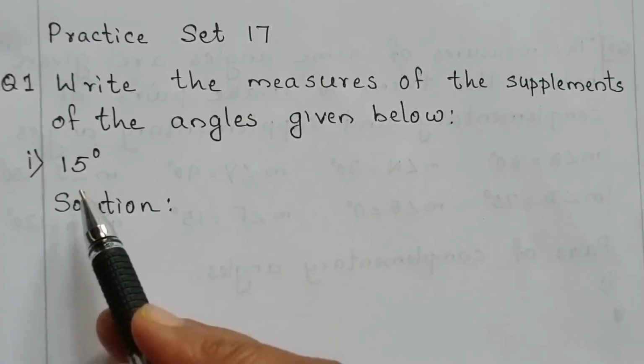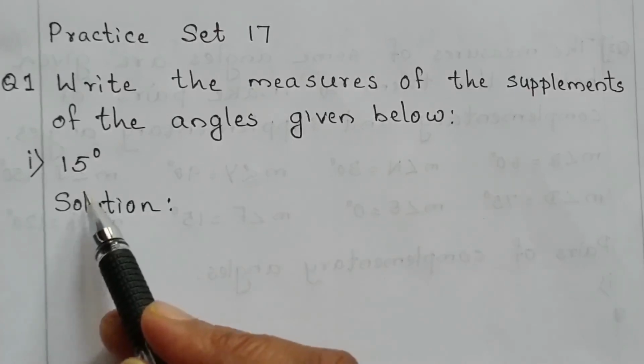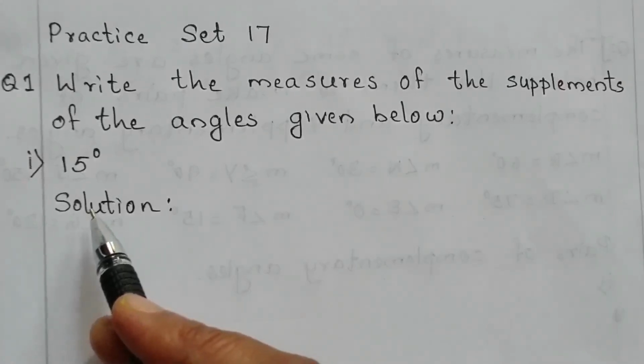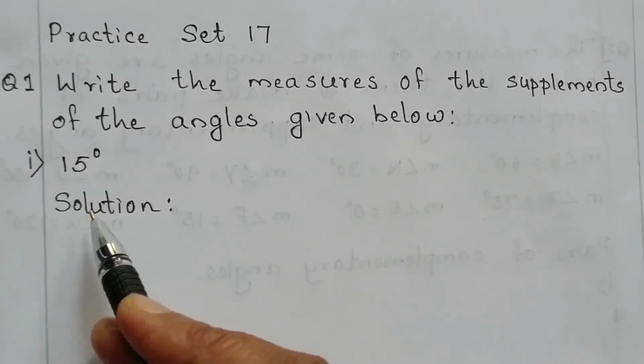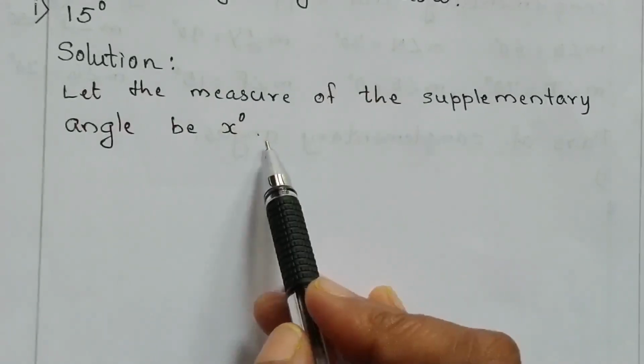In the previous class we wrote the complementary angles of given angles. We will be following the same steps for supplementary angles also. The only difference is the sum of the measures of supplementary angles is 180 degree. So what will be the first step? Yes, let's assume that the supplementary angle is x degree. Let the measure of the supplementary angle be x degree.